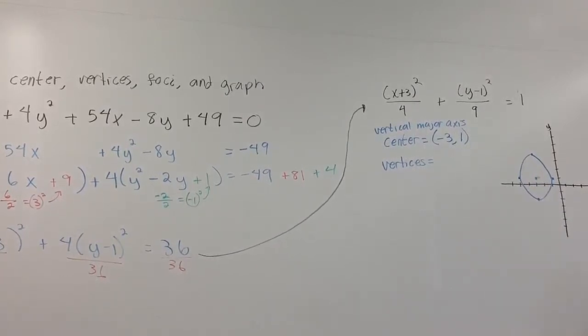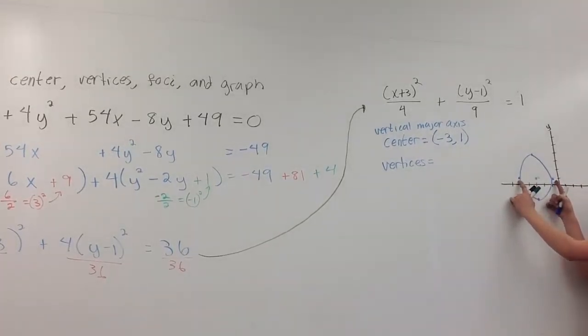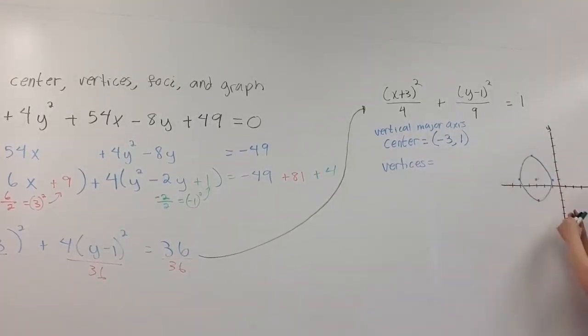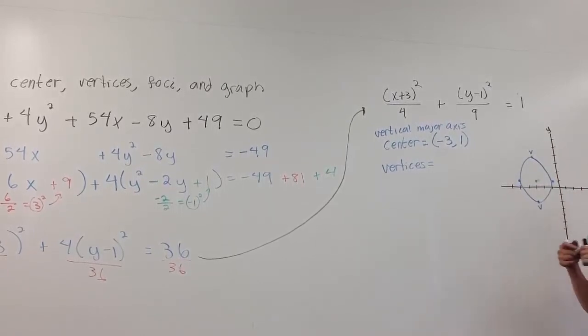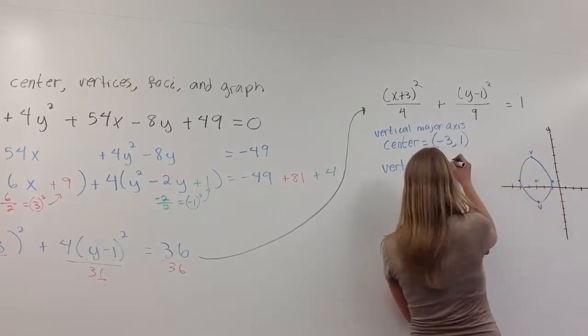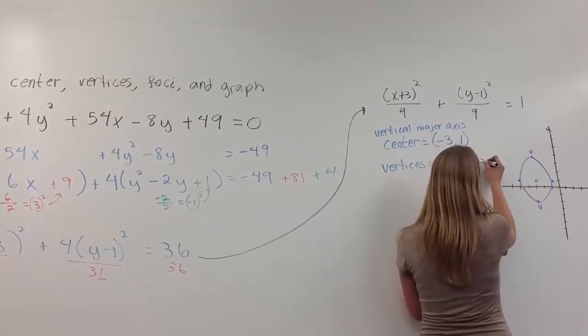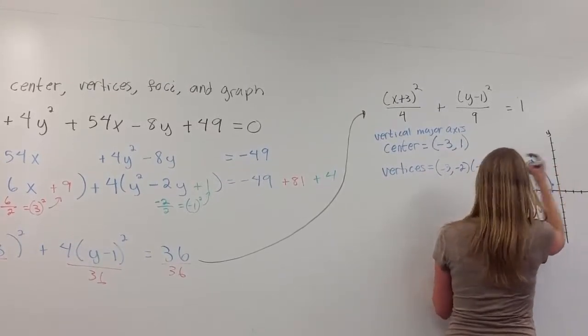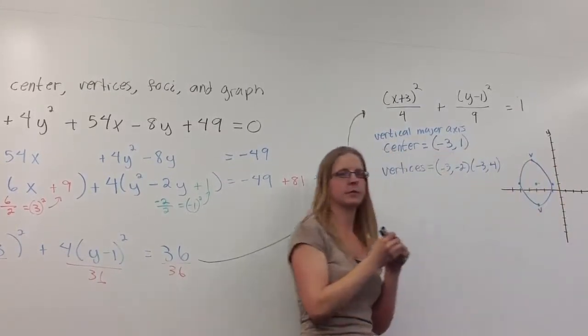Okay, so what are my vertices? Are these 2 my vertices? No, my vertices are these ones, right? The vertices are the ones in the longer direction. Vertex, vertex. So what are my vertices? Just look at those points. This looks like -3, -2. And the other one looks like -3, 4. You see that okay?